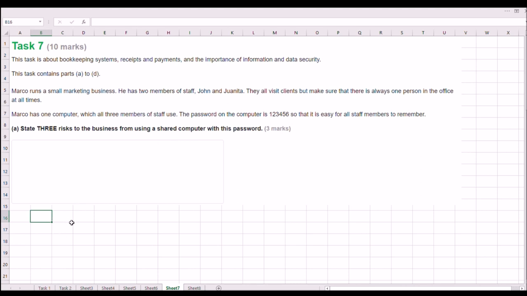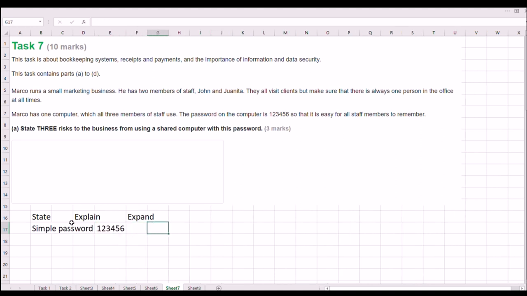So we've got some nice rules: we state, we explain, and we expand. So we're going to state three risks here. First, it's a simple password, because it's 1, 2, 3, 4, 5, 6, and we expand it: it could easily be broken by someone else to access the system.